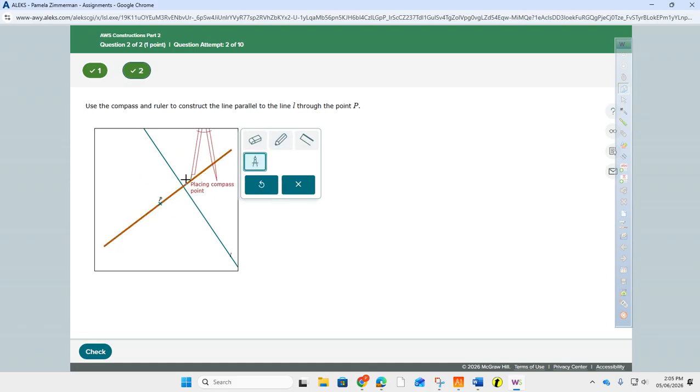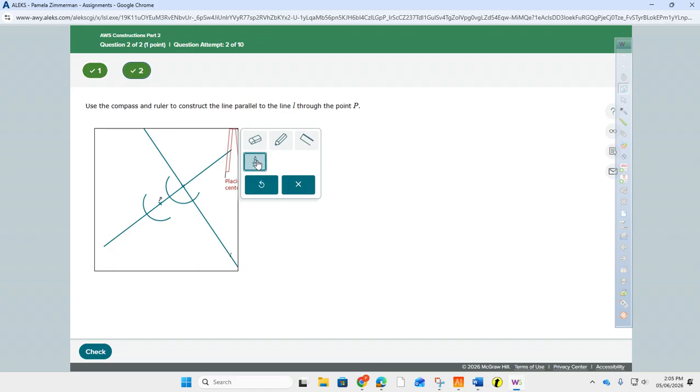Alright, so now this is the intersection of the two lines. We want to draw an arc that intersects in between point P and this point. So we're going to make it like this. Okay, so this is our new arc. We're not changing our compass. We're going to make another arc exactly the same way on the other side of point P. Okay, so we've got two arcs.